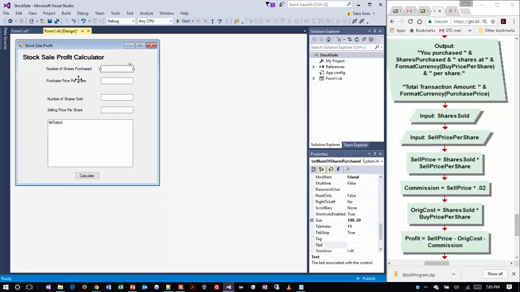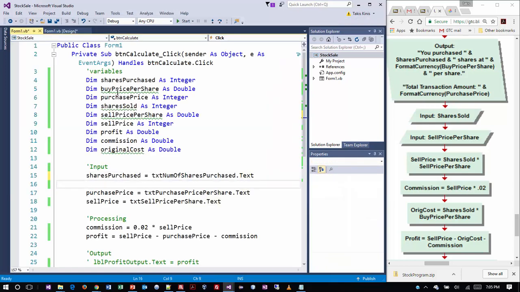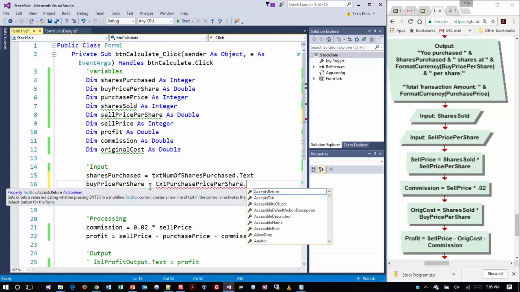The second box is the purchase price per share. That box is called purchase price per share, with txt in front of it. So once again, well, here I called the variable buy price per share, so I guess I'm going to stick with that. Equals txt purchase price per share dot text.